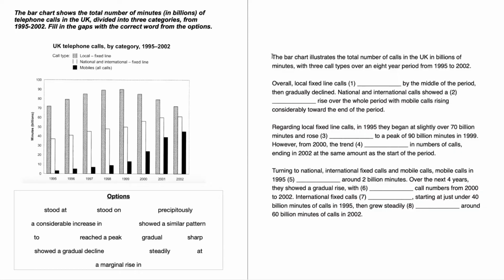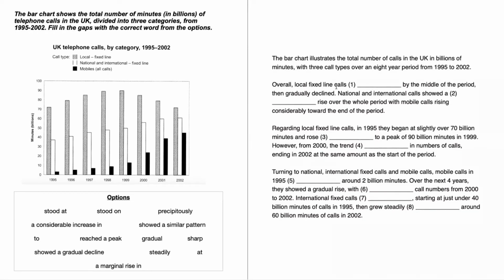So let's start here at our first sentence. The bar chart illustrates the total number of calls in the UK in billions of minutes with 3 call types over an 8-year period from 1995 to 2002. So that is our nice introduction. Looking at the overview paragraph, it says, overall, local fixed line calls blank by the middle of the period, then gradually declined.